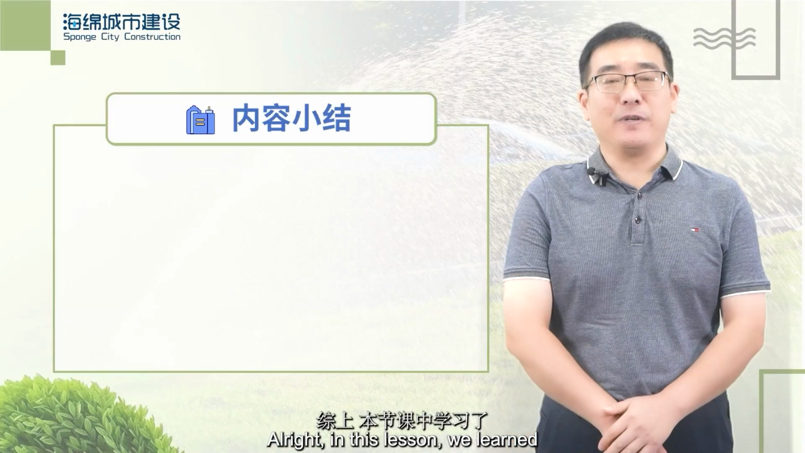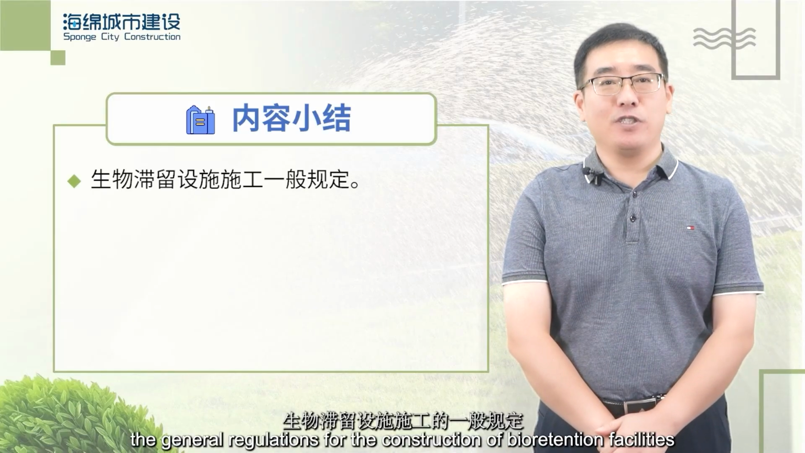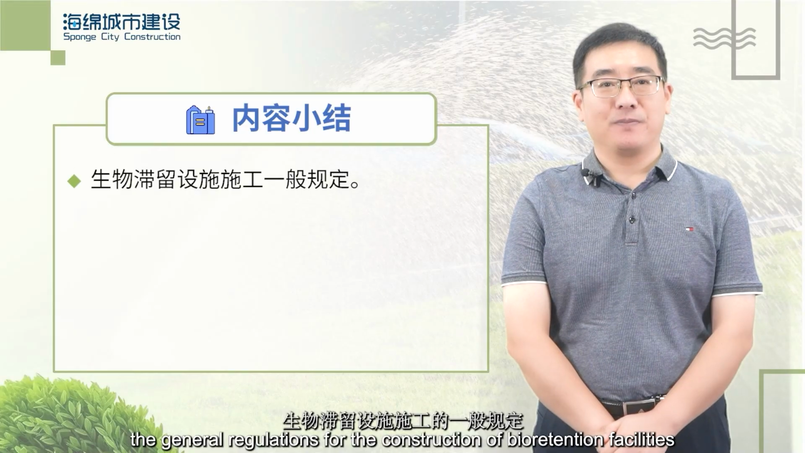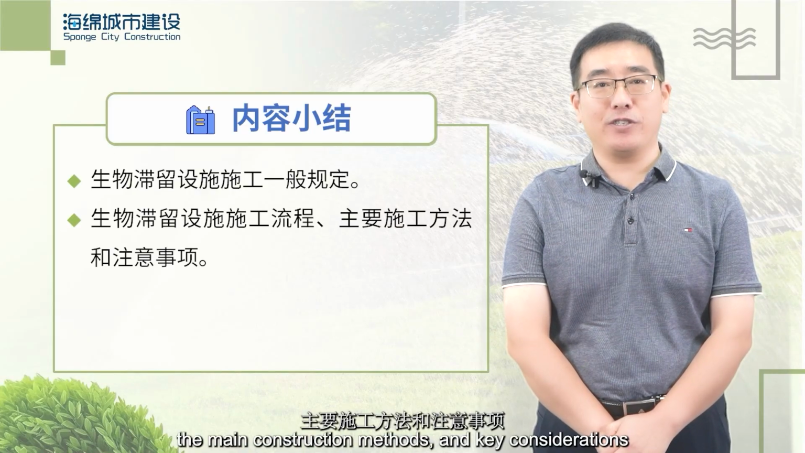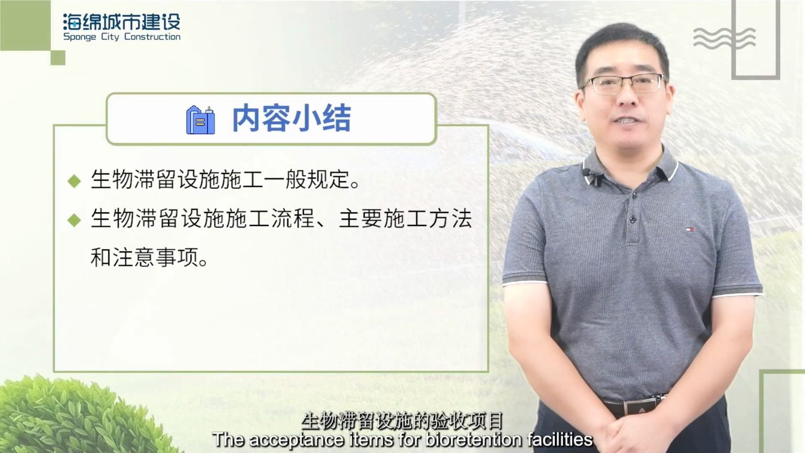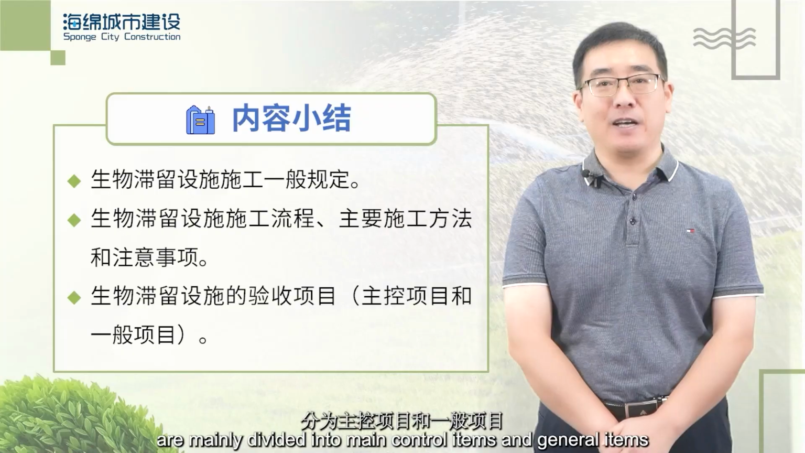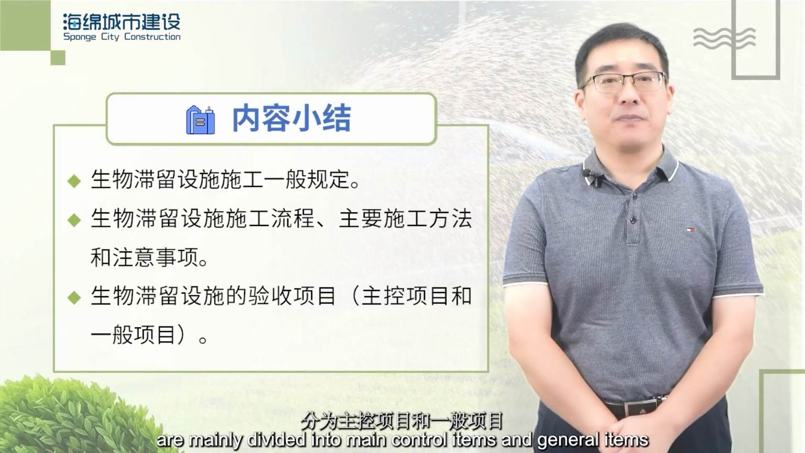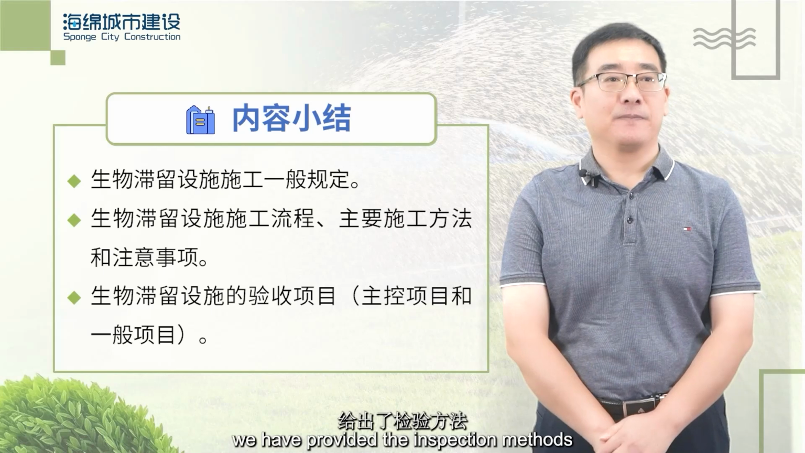Alright, in this lesson, we learned the general regulations for the construction of bioretention facilities, the construction process, the main construction methods and key considerations. The acceptance items for bioretention facilities are mainly divided into main control items and general items. We have provided the inspection methods.